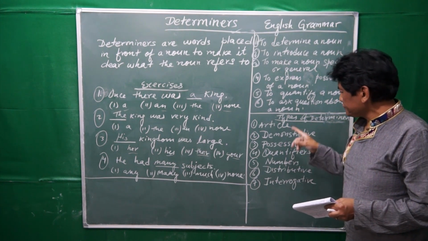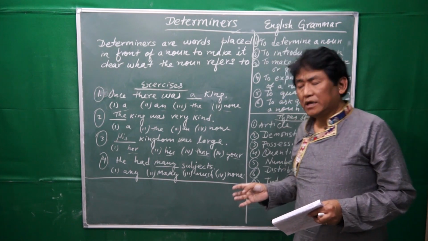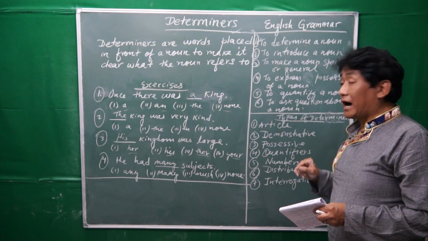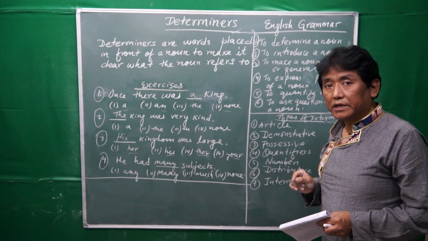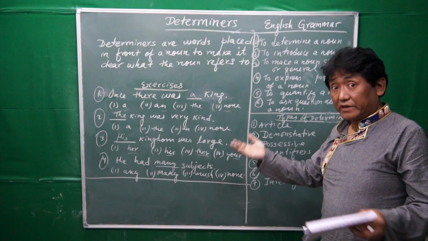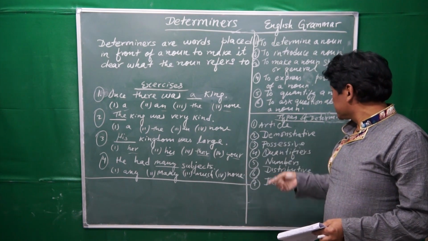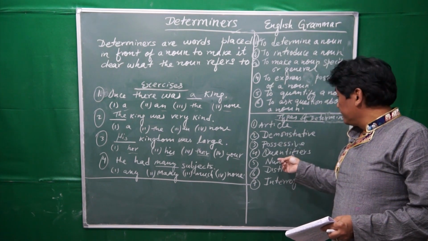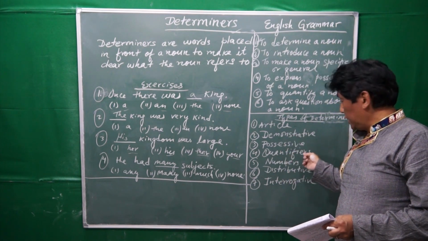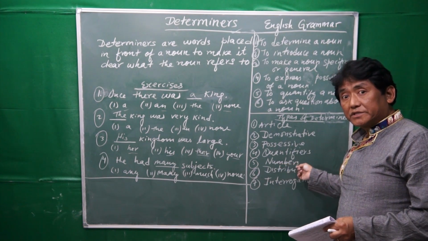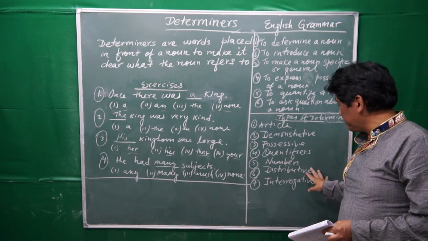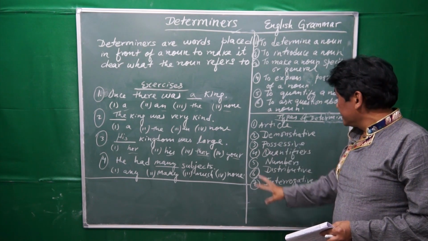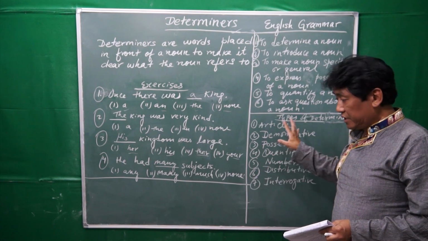Well, here I have 7 types of determiners. And the first one is article. Of course, you know article, right? Articles, definite and indefinite articles. And second one is demonstrative. Third one is possessive. Fourth one is quantifier. And the fifth one is numbers. Sixth, distributive. And the seventh one is interrogative. Now we'll take them one at a time, okay?